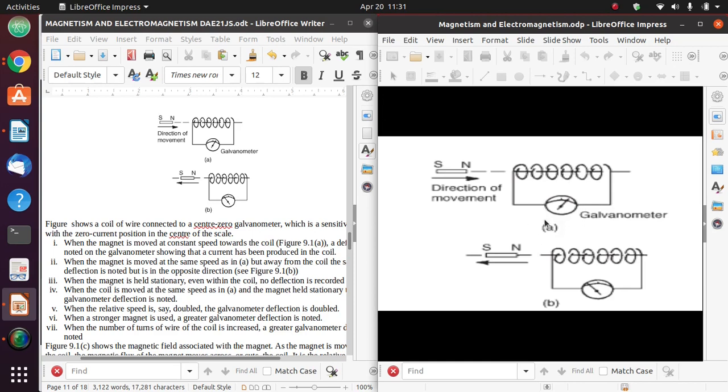So, if I use a stronger magnet, then the deflection is doubled or tripled, depending on the strength of my magnet. If I increase the number of coils, the number of conductors, then my induced voltage, my induced current also increases. So this is just a very simple experiment which is used to show how the interaction of the movement between a magnetic field and that of a conductor produces a current.